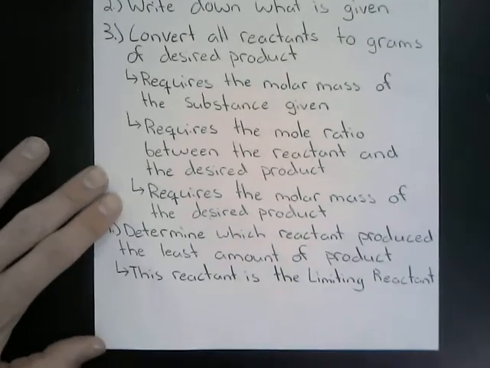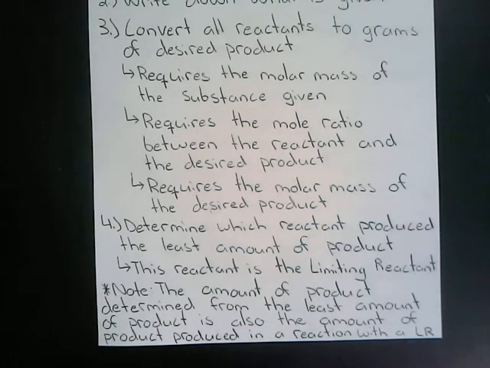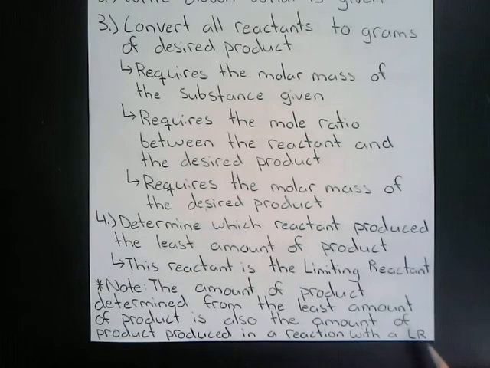Now, I want to take the time here to make a quick note, and that is this. The amount of product determined from the least amount of product is also the amount of product produced with a reaction involving a limiting reactant. All right, I know that note's kind of confusing here, and I just want to note this. The LR is the abbreviation we're going to utilize for limiting reactants. All right, so I know this is a lot of steps, but I want to go through these steps in our next example problem.